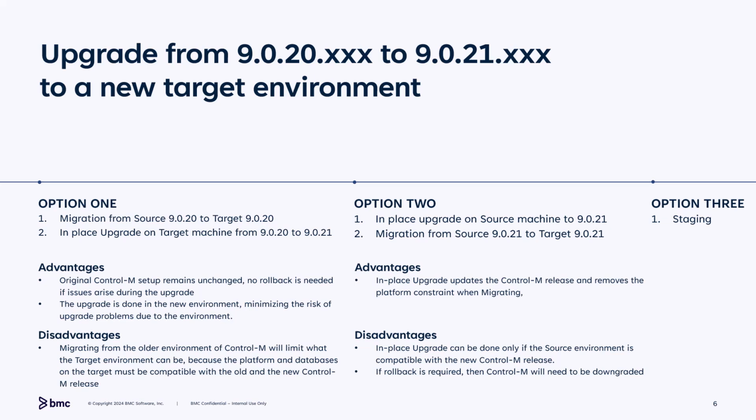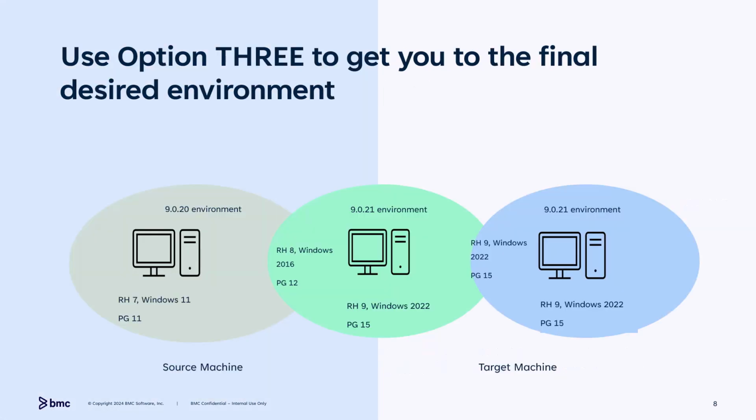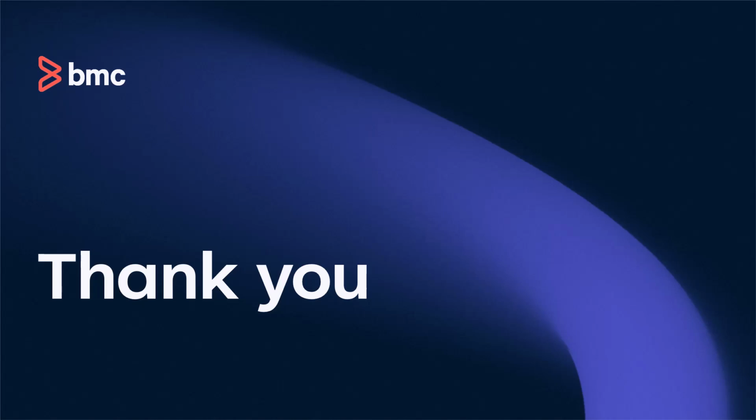Now, let's go to the last slide to cover option 3. If option 1 does not get you to the final target environment, then use the target environment from option 1, shown above in green, as the staging environment. And then do an additional migration from the staging to your desired final target environment with the latest platform and the latest database.